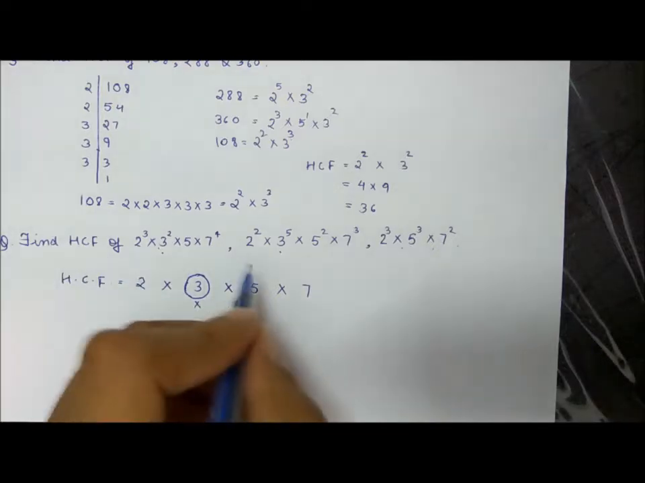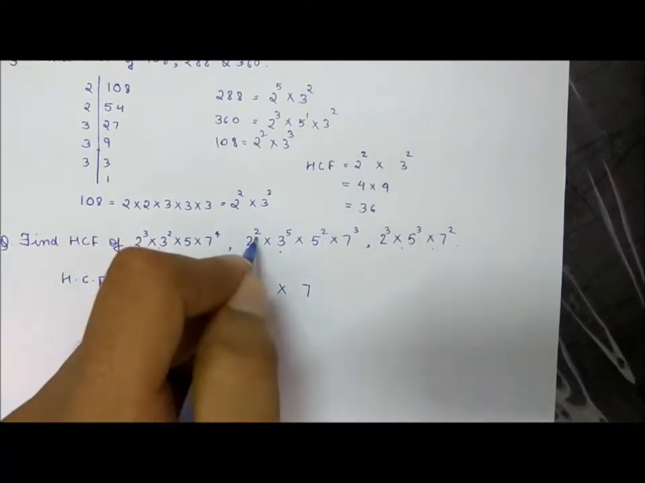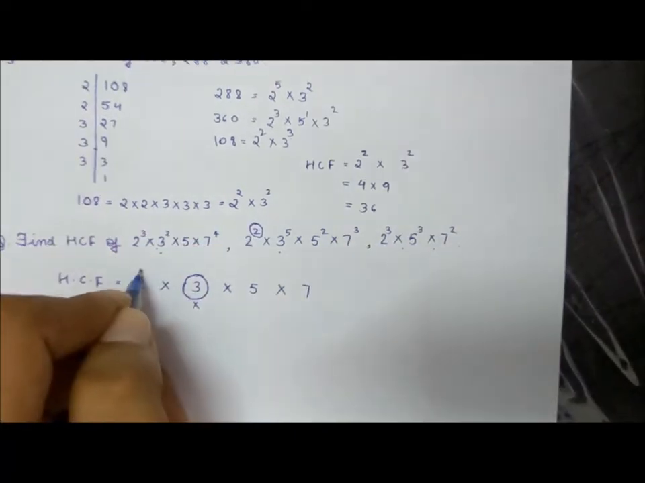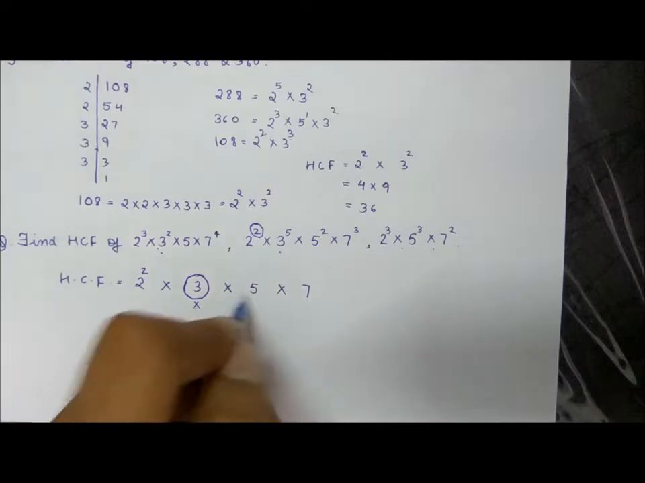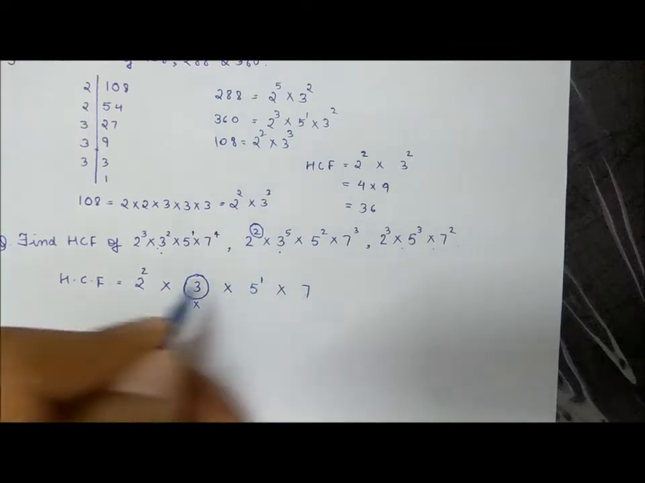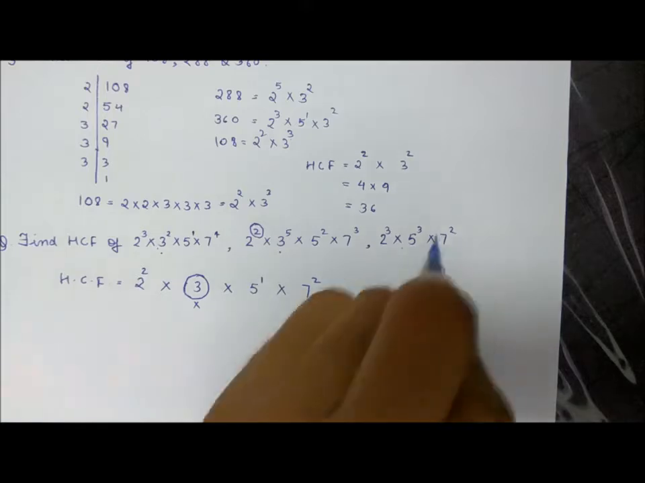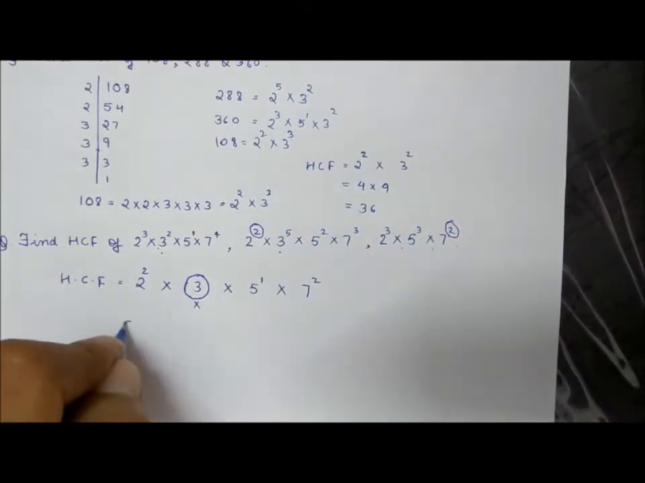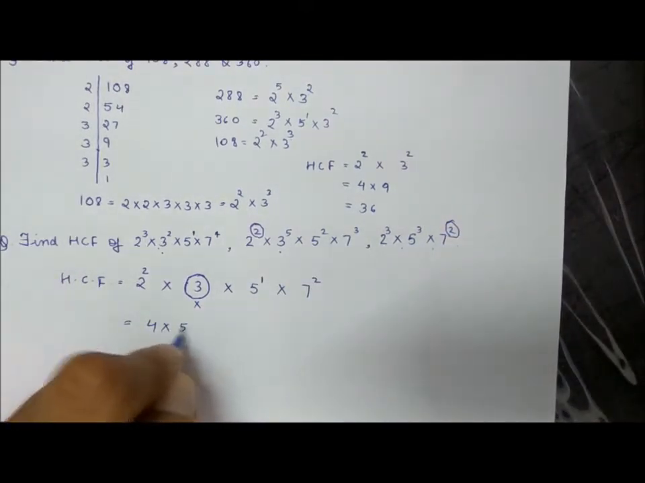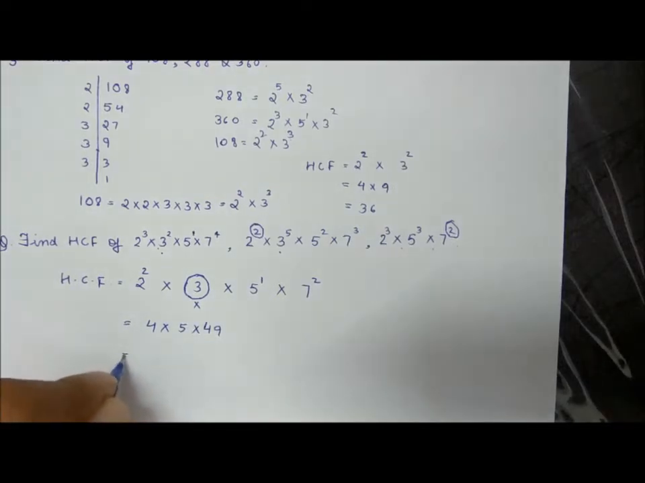Now the least power of these factors would be: here it's 3, it's 2, it's 3, hence the least power is 2. So 2 to the power 2 cross 5. For 5 the least power is 1, hence 1. For 7 the least power among 4, 3, 2 would be 2. So the answer would be 4 into 5 into 49. Hence the HCF of these three numbers would be 980.